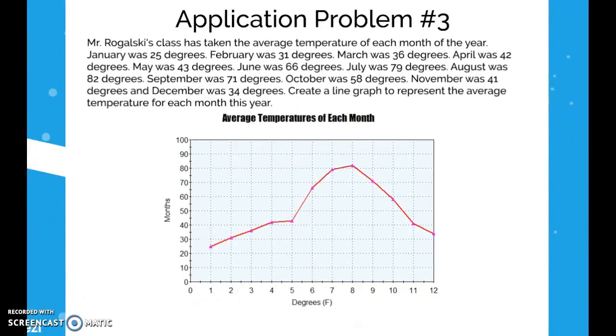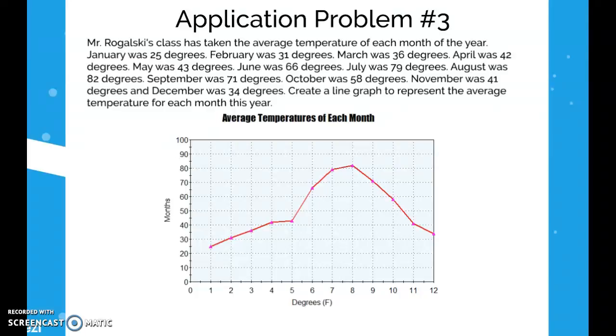And our third and final application problem, Mr. Rogalski's class has taken the average temperature of each month of the year. January was 25 degrees, February was 31, March was 36, April was 42, May was 43, June was 66, July was 79, August was 82, September was 41, October was 58, November was 41, and December was 34 degrees.